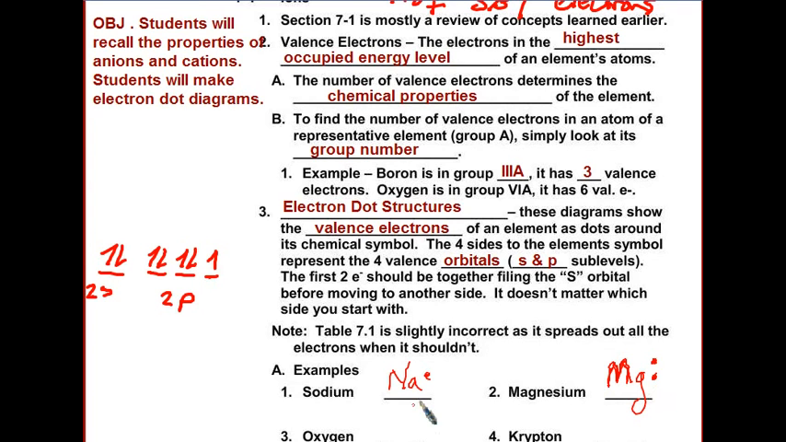Oxygen has 6 electrons, so it's going to be capital O with 2 electrons together, and then the other 6. 1, 2, 3, so then the other 4. Total of 6 electrons. Krypton, being a noble gas, has all 8 electrons. They can fit in the s and p orbitals. 1, 2, 3, 4, 5, 6, 7, 8. And that's what krypton's going to look like.